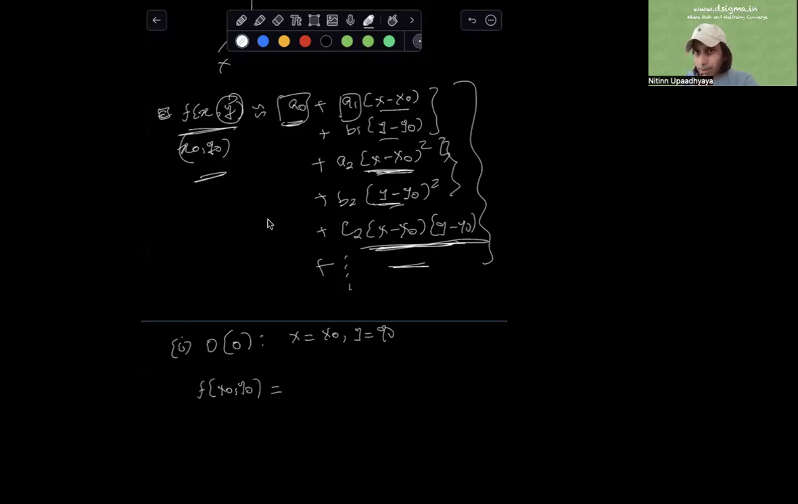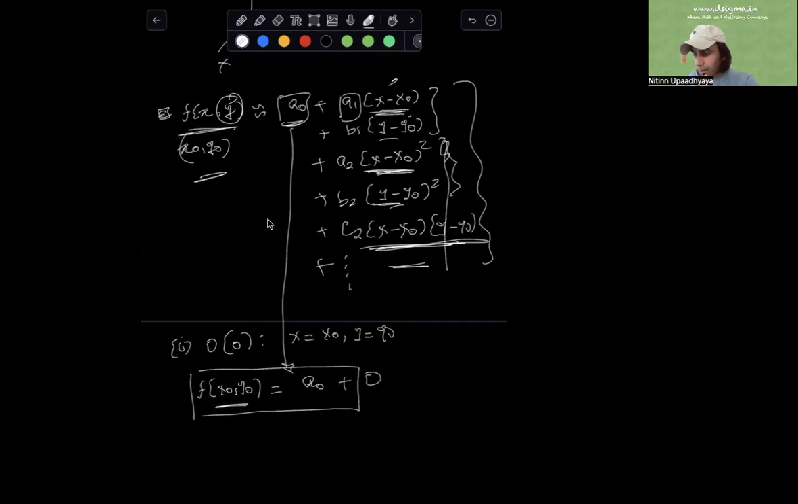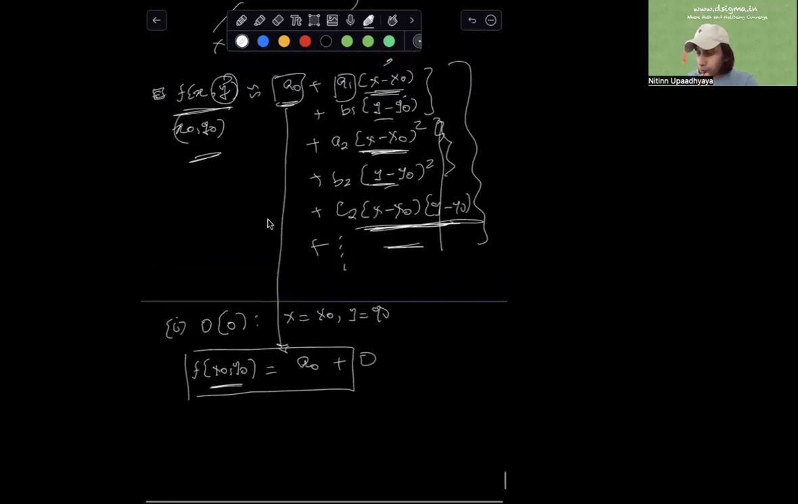And on the right-hand side, if I set x equals x naught and y equals y naught, what will happen is I'll have the first term a naught, whereas all the other terms will be 0. This one evaluated at x equals x naught would be 0. This evaluated at y equals y naught will be 0. Likewise, all these terms will just be 0. So evaluating the function at x naught comma y naught will give us the first constant of expansion, which is a naught. So a naught would just be f of x naught comma y naught.